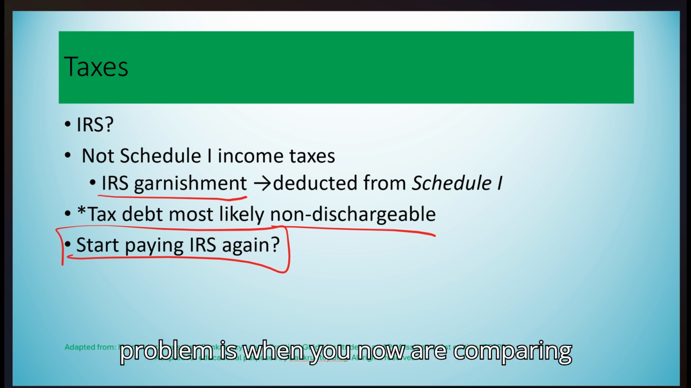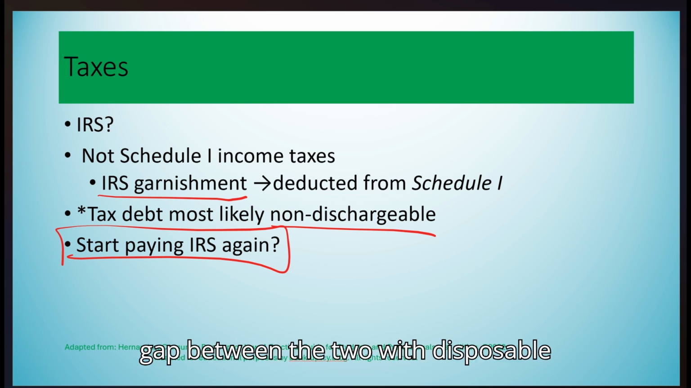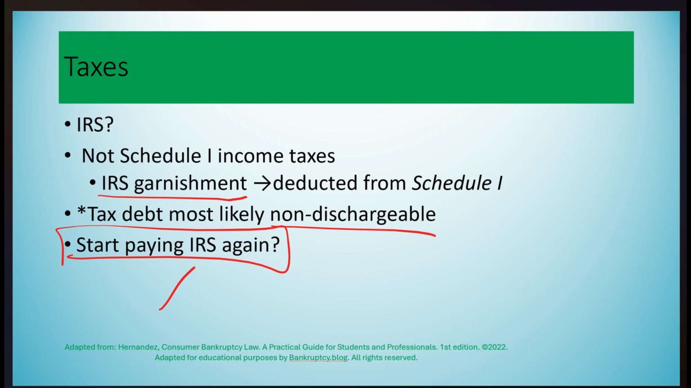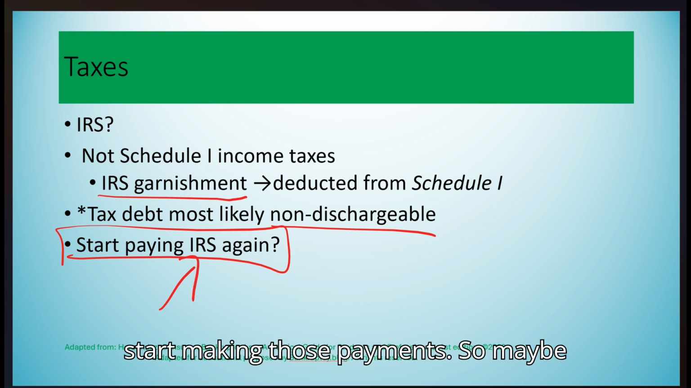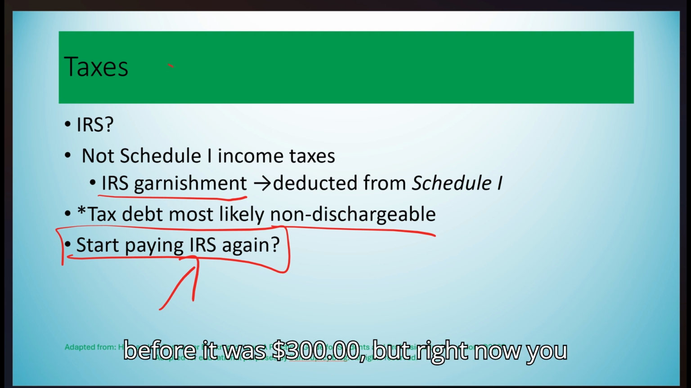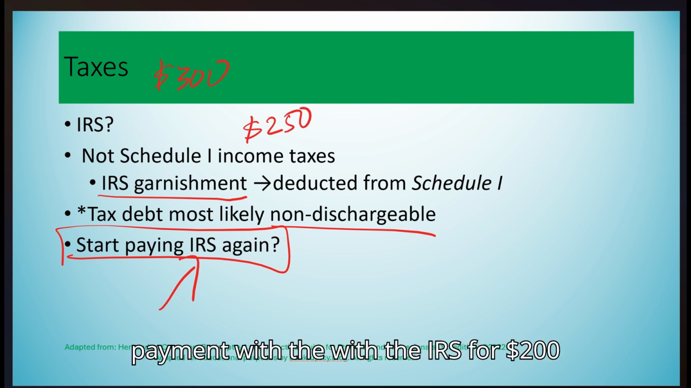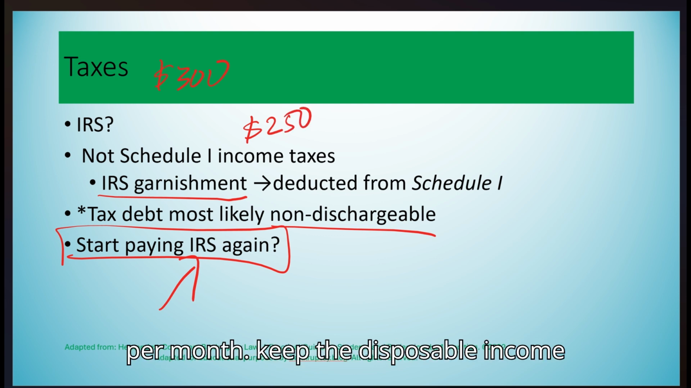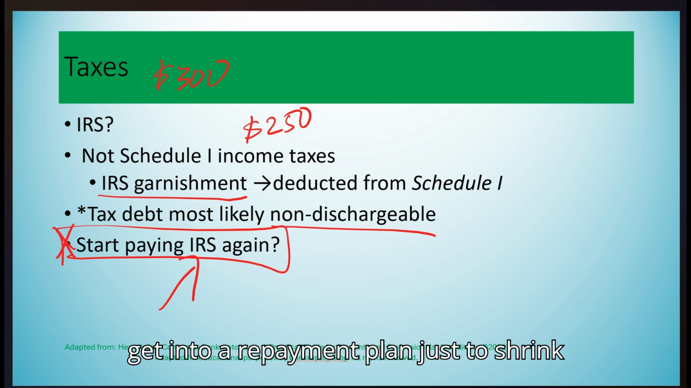The problem is when you now are comparing Schedule I to Schedule J, you have a gap between the two with disposable income. What do you do? Tell the client to call the IRS again and start making those payments. So maybe before it was $300, but right now you have a gap of $250. Fine, make a payment with the IRS for $200 per month. Keep the disposable income down. So sometimes clients will have to get into a repayment plan just to shrink that up.